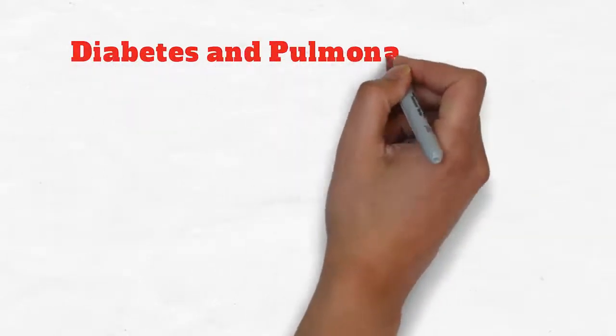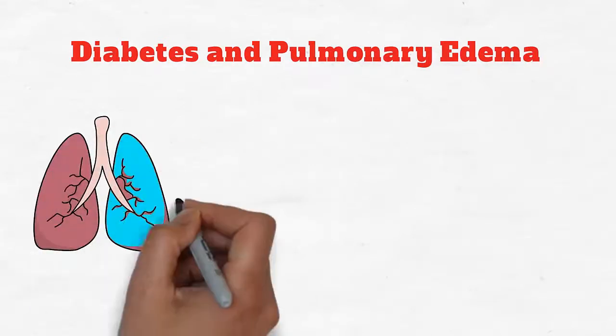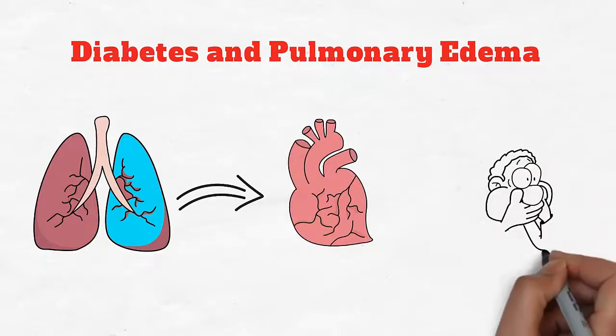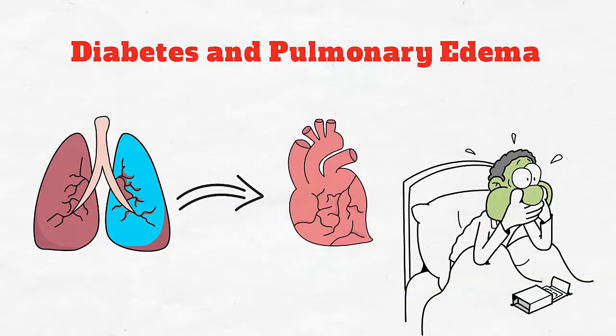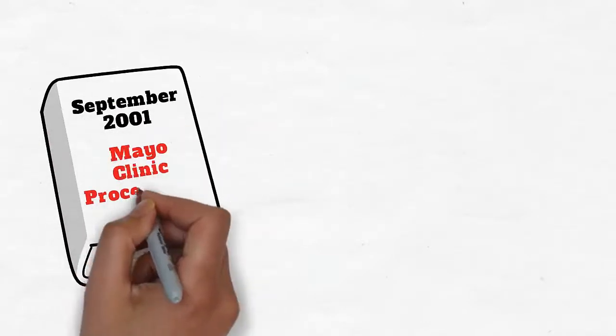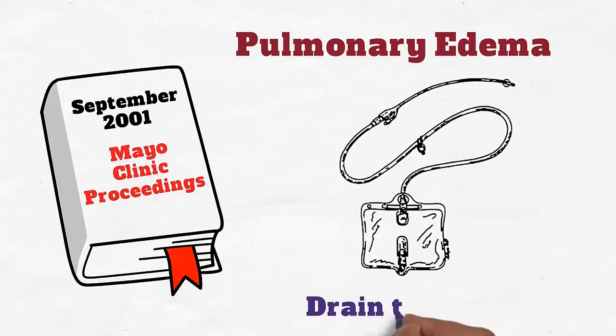Diabetes and pulmonary edema. Pulmonary edema may be caused due to cardiovascular disease and complications or use of diabetic medications. According to September 2001 issue of the Mayo Clinic Proceedings, pulmonary edema treatment involves placing a catheter to drain the fluids.